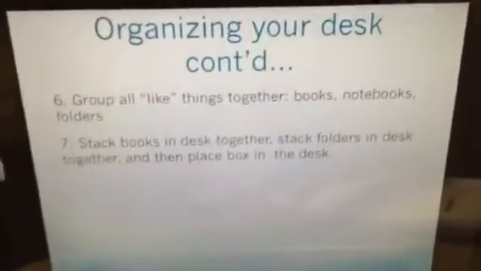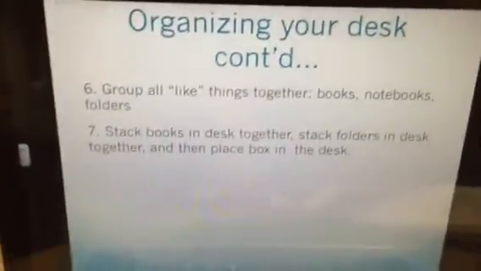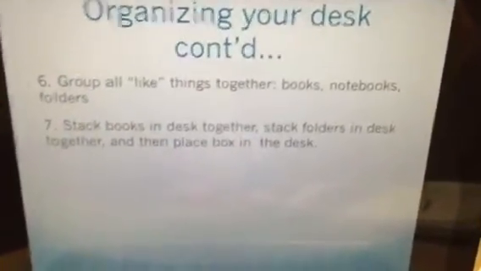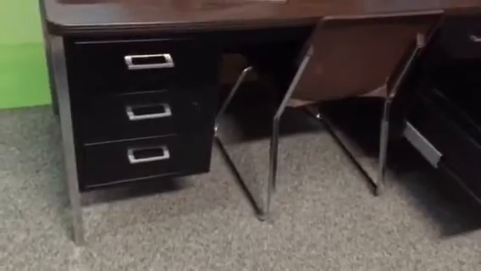All right, the next thing we're gonna do is stack the books in the desk together, and then stack the folders in the desk together, and then place the box in the desk. So one thing that I did was I kind of made, just because this desk has so many drawers, different labels just to kind of help. So I'm gonna put notebooks there, all right? And I'm gonna put the small box right there. And I threw away the book label, but normally I would put the book label right here.